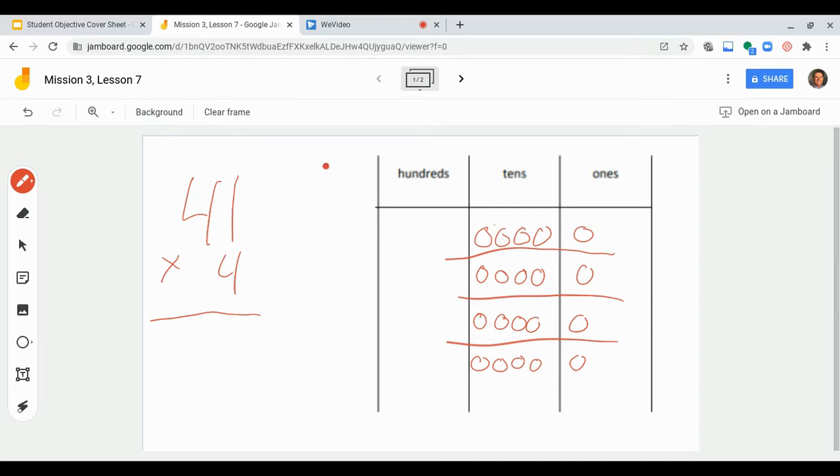Now, I have to figure out what that totaled out to. So I'm going to start out by counting my tens. How many tens did I have? I had 4, 8, 12, 16. How did I get 16? I just counted: 1, 2, 3, 4, 5, 6, 7, 8, 9, 10, 11, 12, 13, 14, 15, 16. I had 16, but not just 16. These are 16 tens. And then how many ones did I have? I had 1, 2, 3, 4. 4 ones.